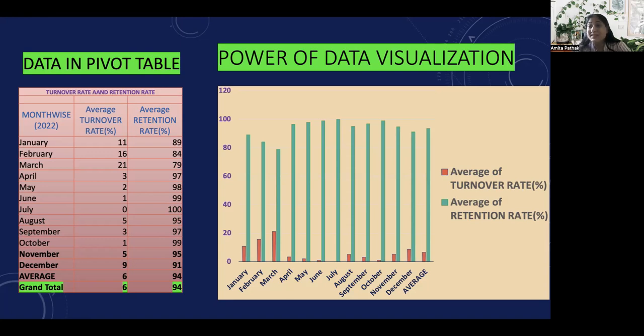This is what my data is telling. And this information is based on the facts. Although the same thing I am not able to grab from numbers. So that is the power of data visualization. That is why an HR analyst should have an analytical mindset to identify the patterns.